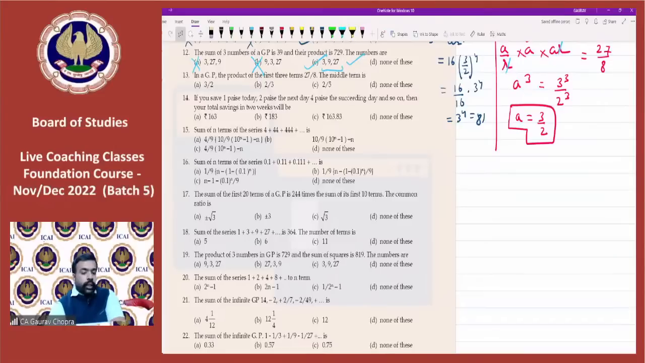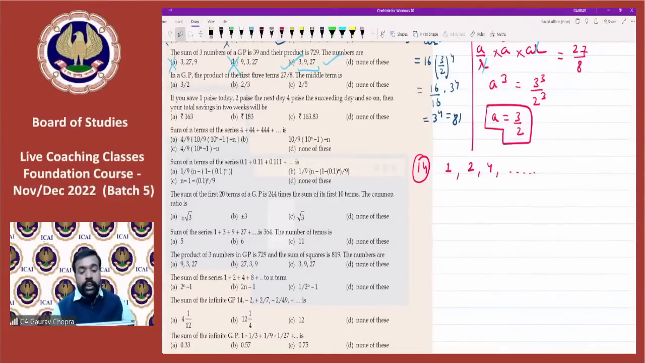Then the next one is 14. 14 says, if you save 1 paisa today, 2 paisa on the next day, 4 paisa on the succeeding day, and so on, then your total savings in the 2 weeks will be. Then how much we will save? So what is the series? Today we are saving 1 paisa, next day 2 paisa, 4 paisa, and so on. And we have to calculate the total for 2 weeks, means 14 days. So simply we have to calculate the sum of 14 terms.